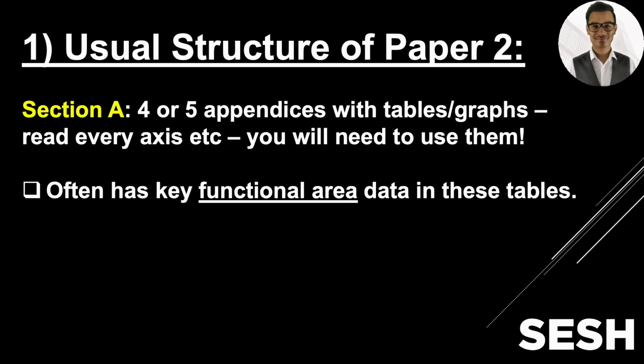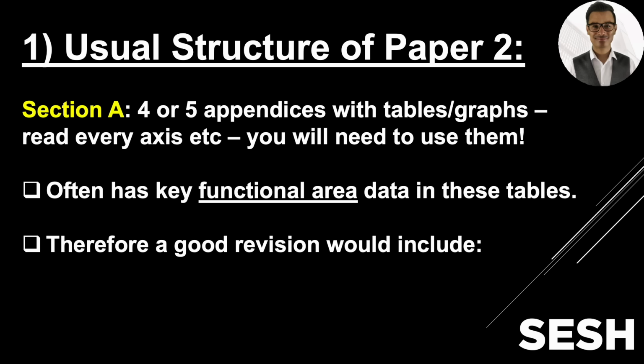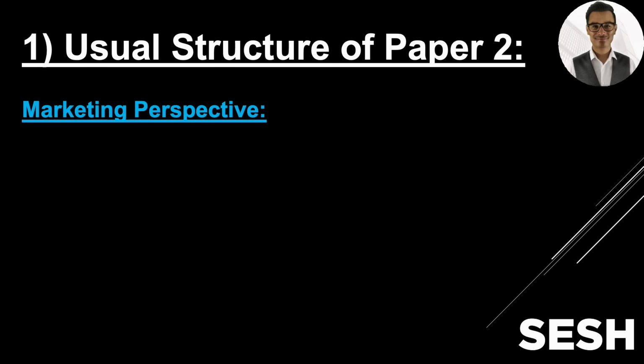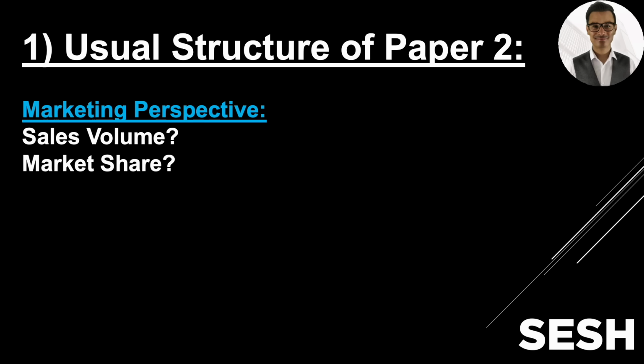Often 1 or 2 or maybe even 3 of these 4 to 5 appendices will have key functional area data in the tables. And what I mean is operations, HR, marketing and finance. Therefore, a good piece of revision, a good spend of time, good ROI would be here. Marketing perspective, thinking about your sales volume, thinking about your market share, thinking about your market growth. Do you know what they are? Do you know what they mean? Do you know how to calculate them?